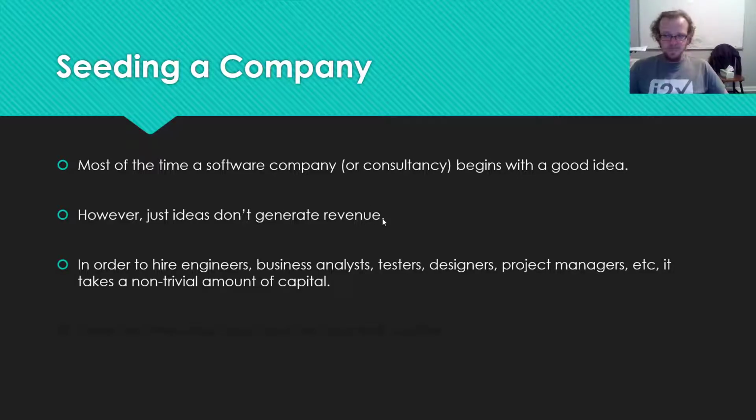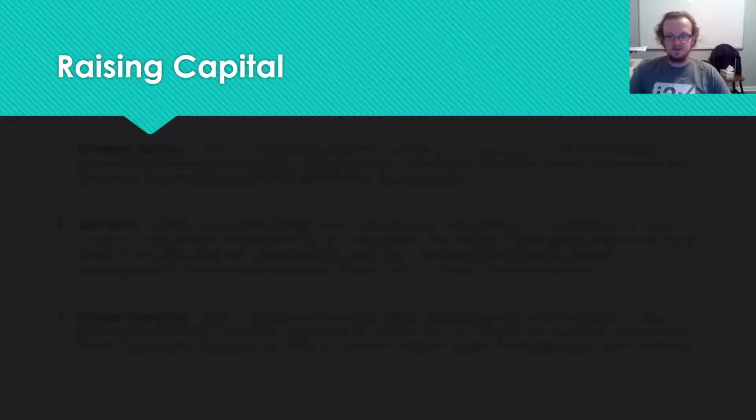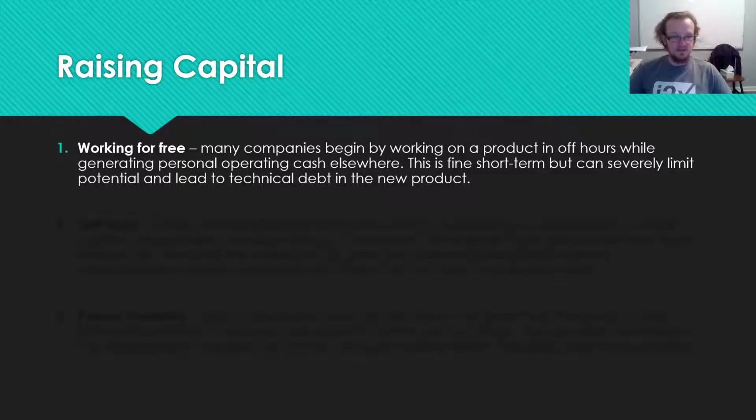So in order to pay all of the people that perform all of these functions that we've been talking about this entire semester, you have to come up with some kind of resources to pay them. And there are basically 3 ways that you can do that, and you can use any combination of these 3 ways. There are many things in the gaps between. But the biggest ones are, first, working for free.